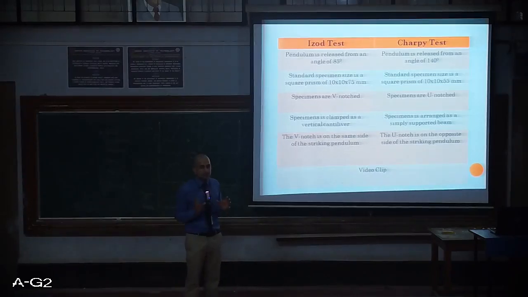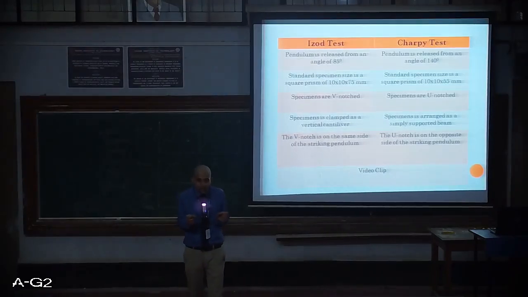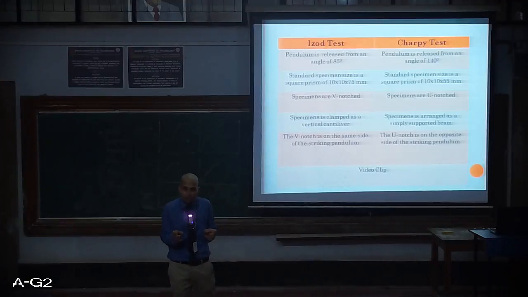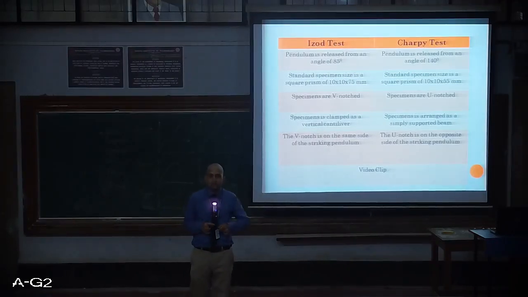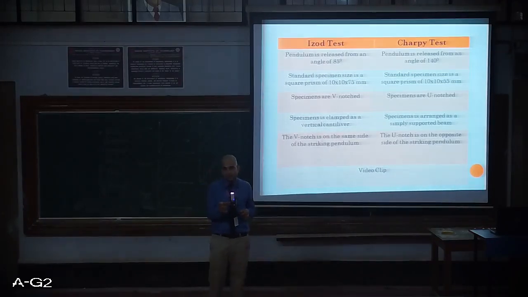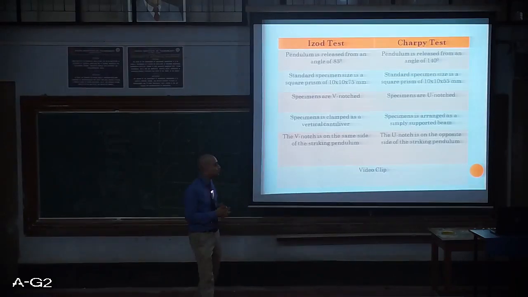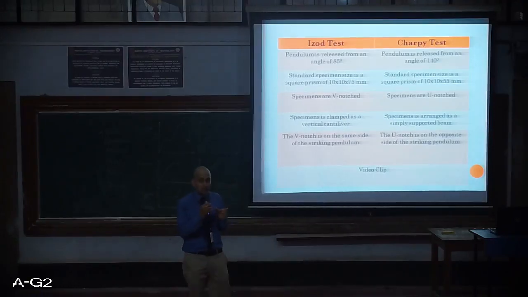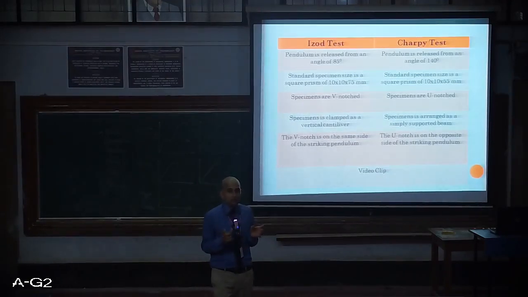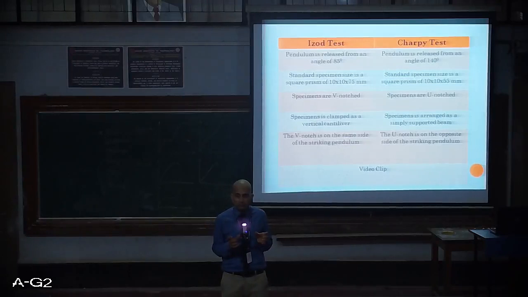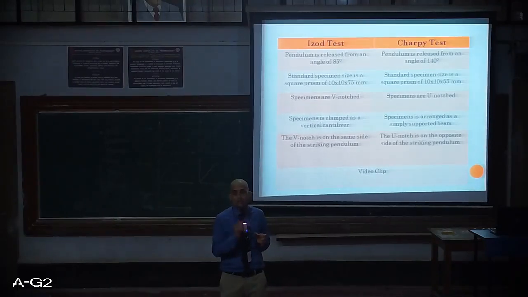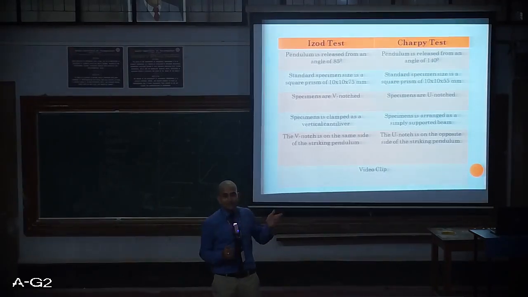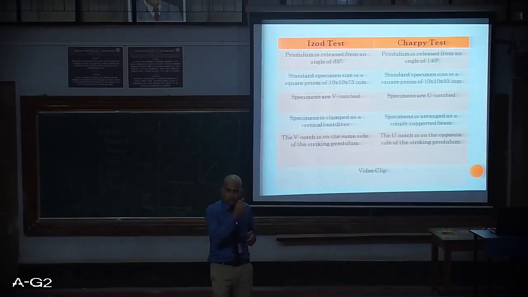That is done so that it gets fixed into the fixture at the bottom. For that reason, there is a standard shape of the specimen to be machined. That is the second point of difference. The third point of difference is that in the case of the Izod test, there will be a notch. You provide a notch in both cases whenever you do impact testing. The notch in the case of the Izod test is V-shaped, while in the case of Charpy it is U-shaped.